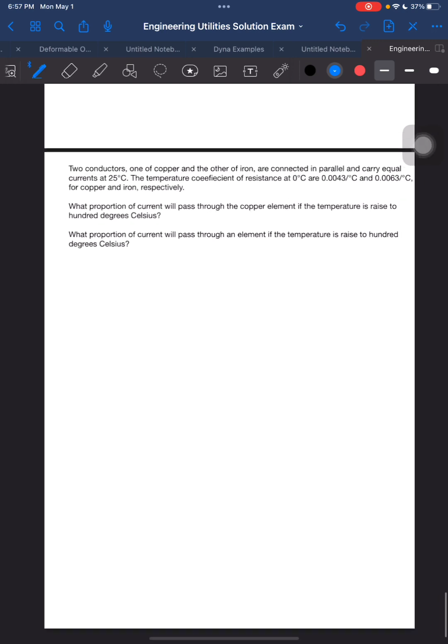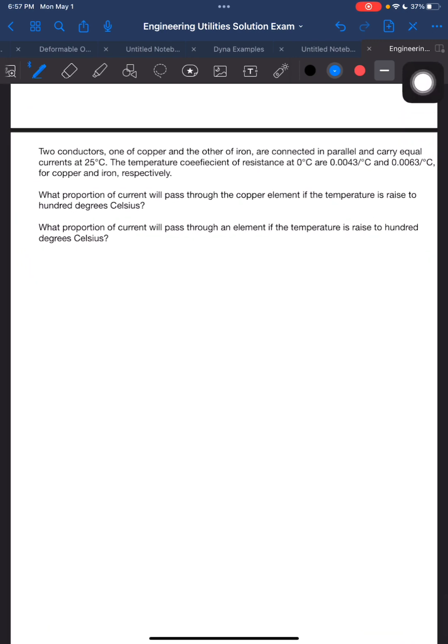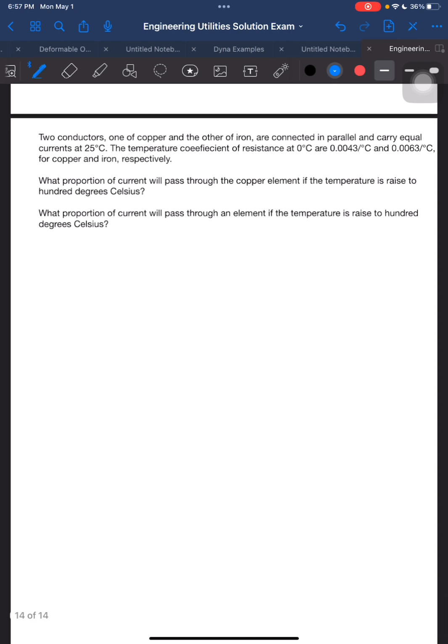Next problem. Mahaba-haba. Two conductors, one of copper and the other of iron, are connected in parallel and carry equal currents at 25 degrees Celsius. The temperature coefficients of resistance at 0 degrees Celsius are 0.0043 per degree Celsius and 0.0063 per degree Celsius for copper and iron respectively. What proportion of current will pass through the copper element if the temperature is raised to 100 degrees Celsius? And also, what proportion of current will pass through the iron element if the temperature is raised to 100 degrees Celsius? First, drawing muna natin kung paano yung setup. So, parallel daw sila.